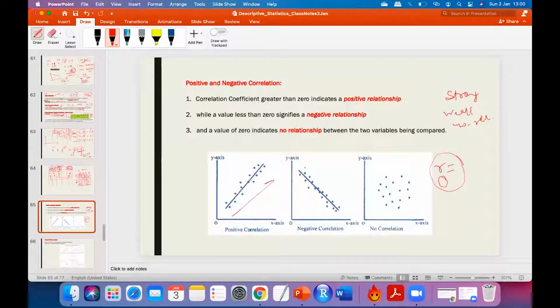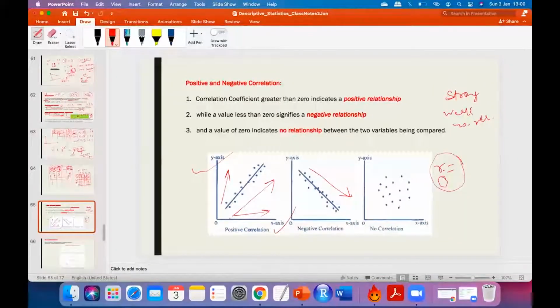I'll be coming to that, but let's see. This is a sign of positive relationship. If you plot two variables and this looks like that, then obviously you can see that if this variable is increasing, the other variable is also increasing. On the other hand, this is a trend of negative correlation or negative relationship, and this shows you in a way no relationship, a very weak relationship. This is how it will look like.